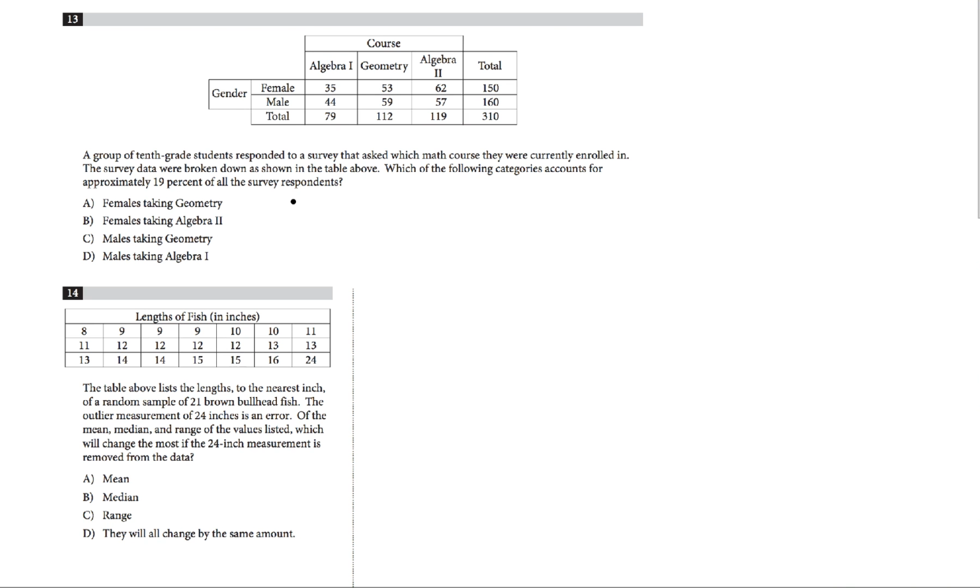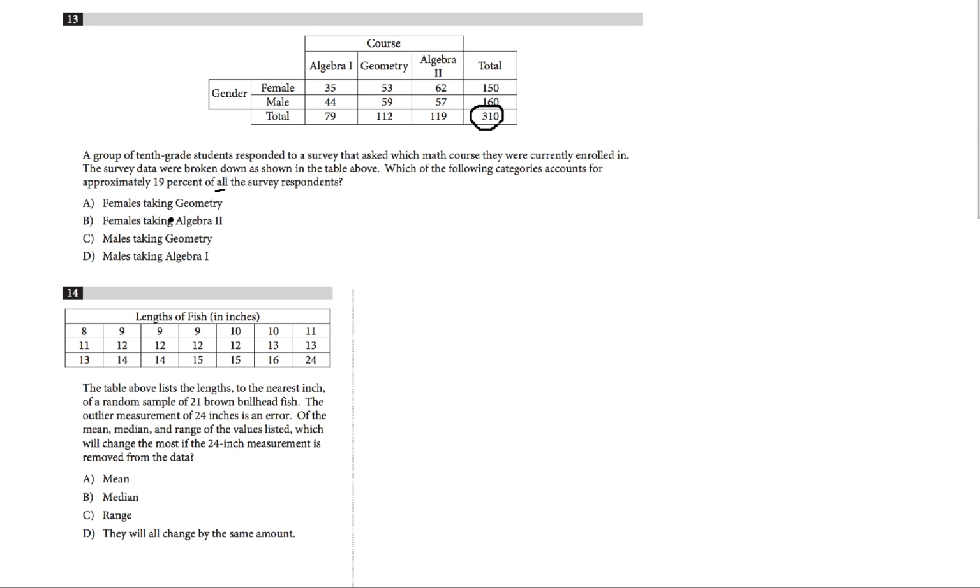All right. A group of 10th grade students responded to a survey that asked which math course they were currently enrolled in. The survey data were broken down as shown in the table above. Which of the following categories accounts for 19% of all the survey respondents? So here's all the survey respondents. We're trying to find which category is 19% of that.